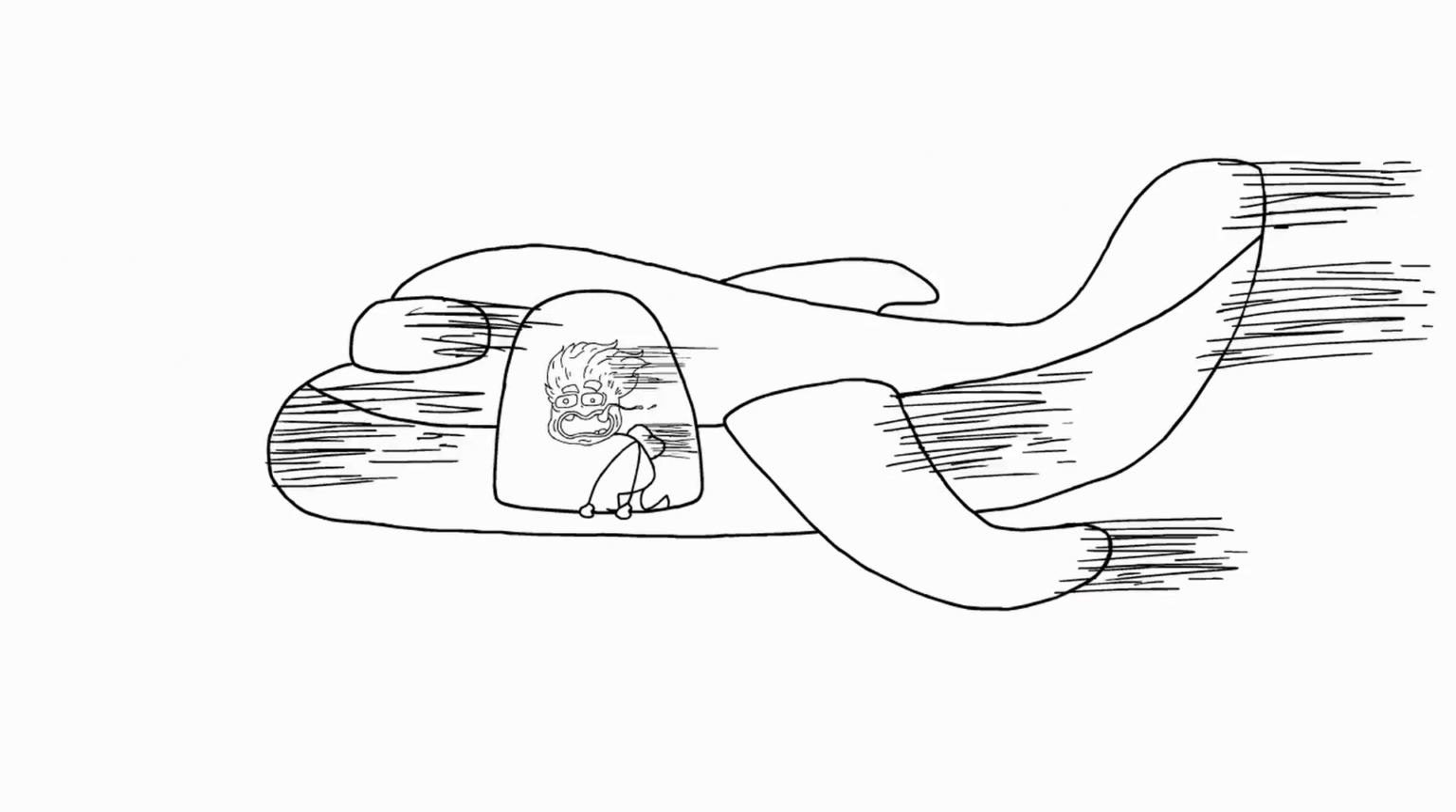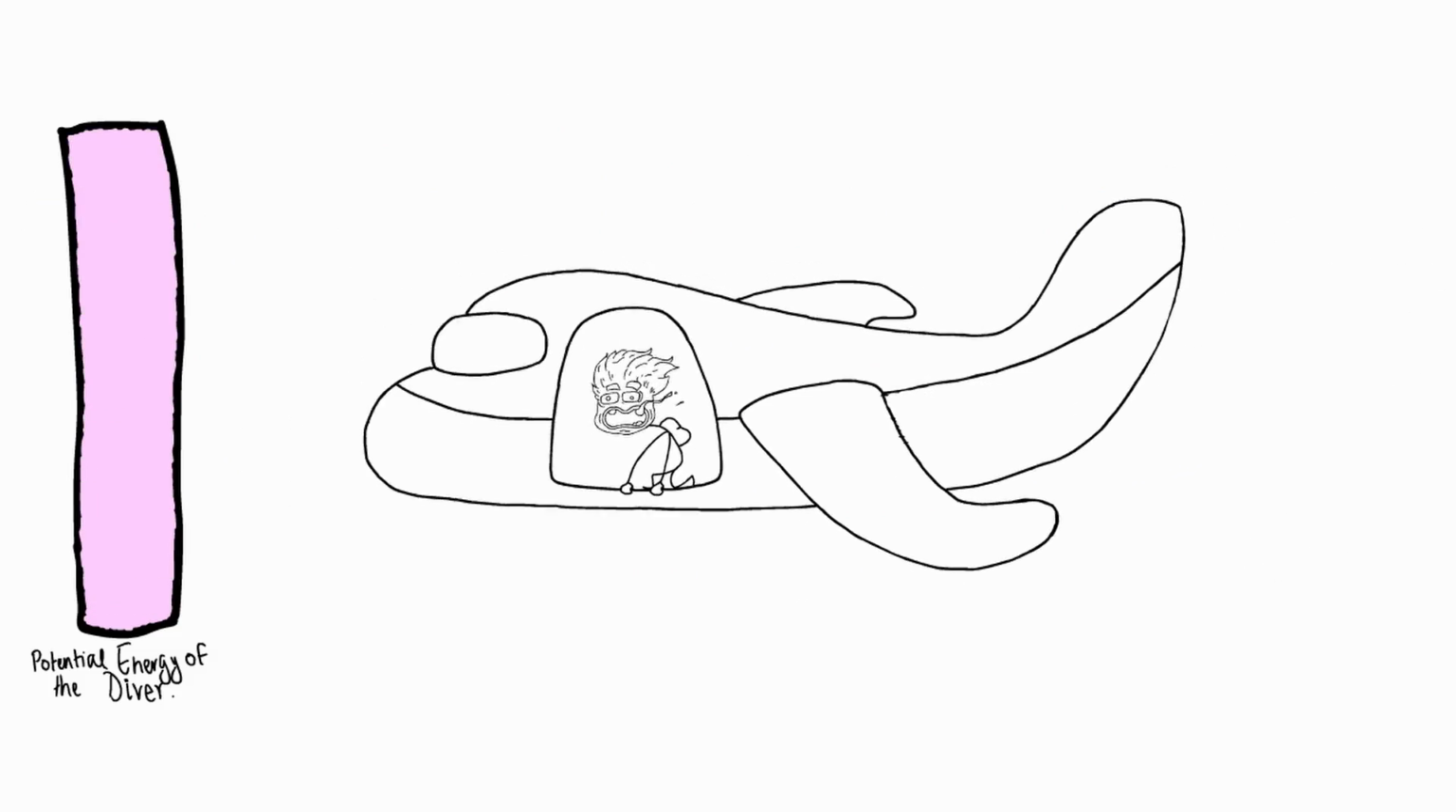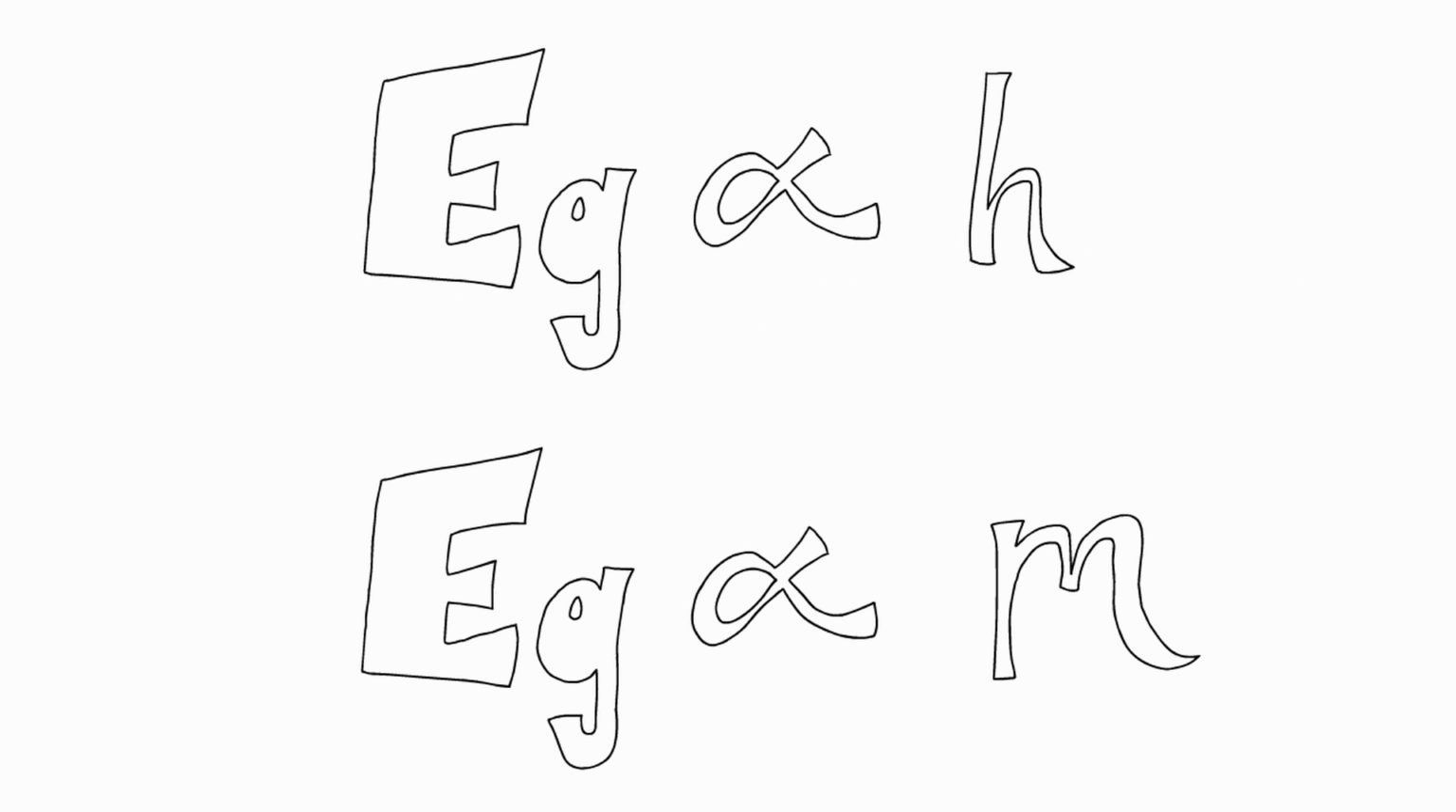When waiting on a plane, the diver accumulates gravitational potential energy. The gravitational potential energy accumulated by the diver depends on the height that the diver decides to drop down from and the mass of the diver. The gravitational potential energy stored in the diver is directly proportional to the mass of the diver and the height the diver is diving from.